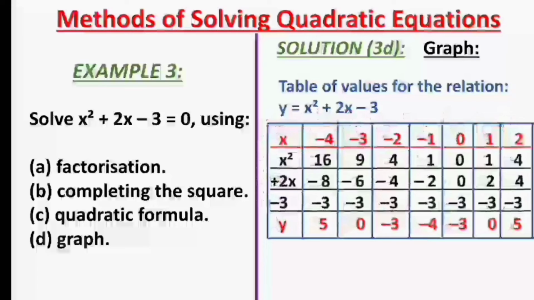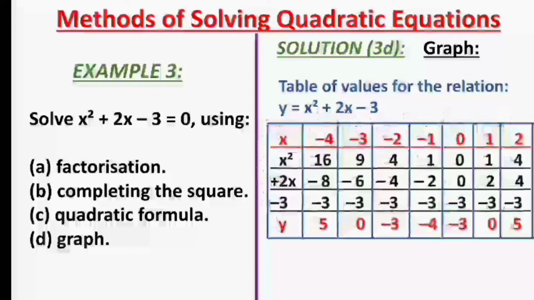So what we are going to do in this table of values, we are going to substitute the values for x into the terms of the equation for y. That means substituting the values for x into x squared plus 2x. Of course, minus 3 is a constant term. Adding up this result, we are going to get our values for y.